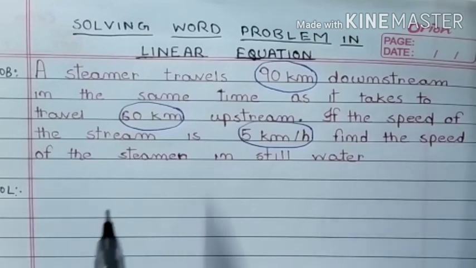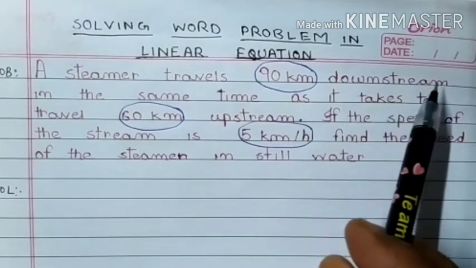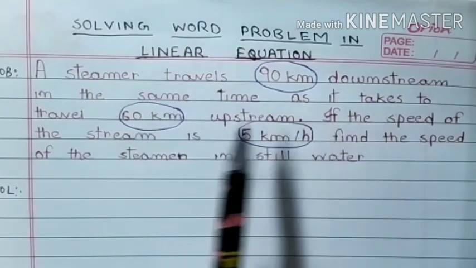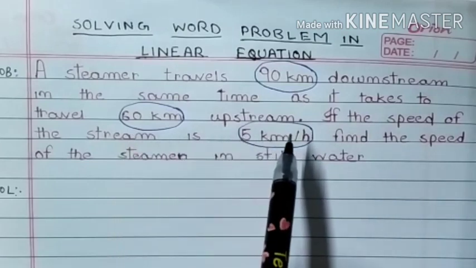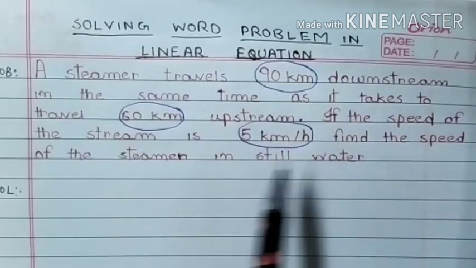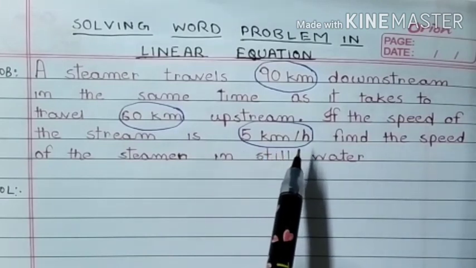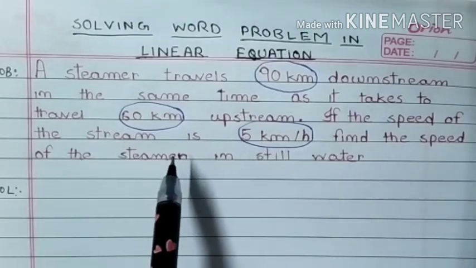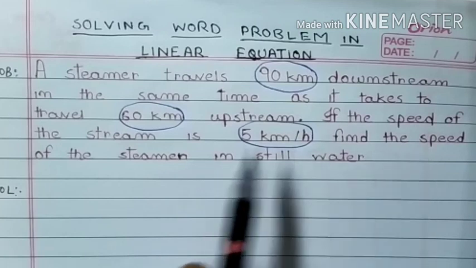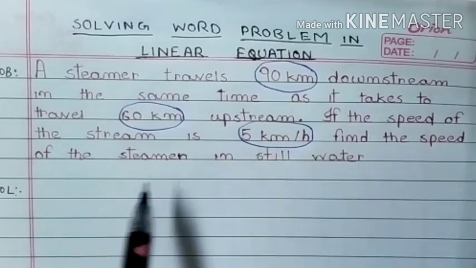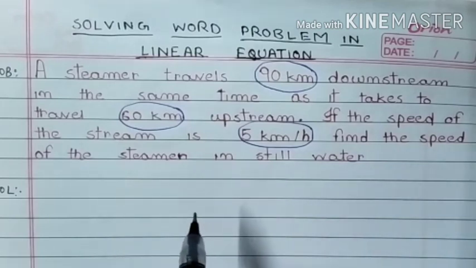A steamer travels 90 km downstream in the same time as it takes to travel 60 km upstream. If the speed of the stream is 5 km per hour, find the speed of the steamer in still water. One is steamer, another is stream. That is the problem, that is the word problem.